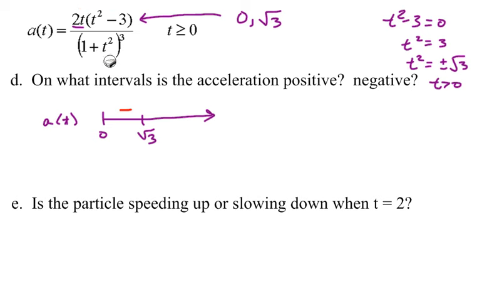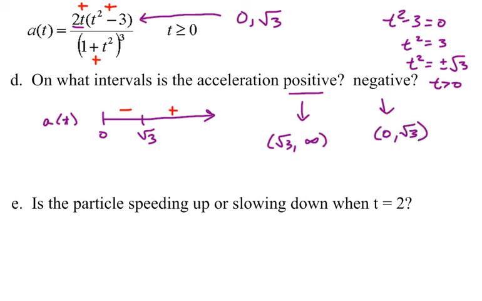Now let's take a look at what happens for numbers greater than root 3. If we have numbers greater than root 3, this is positive, this is positive, and that's positive. So there it is positive. So we can answer the question here. The acceleration is positive from root 3 to infinity, and it is negative from 0 to root 3.